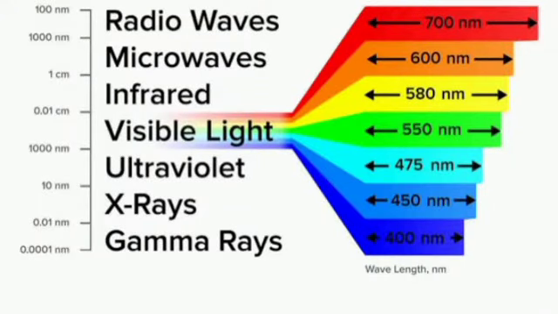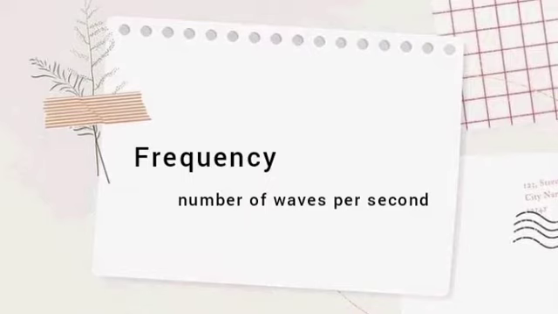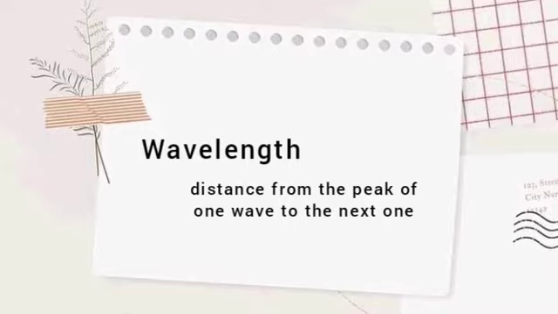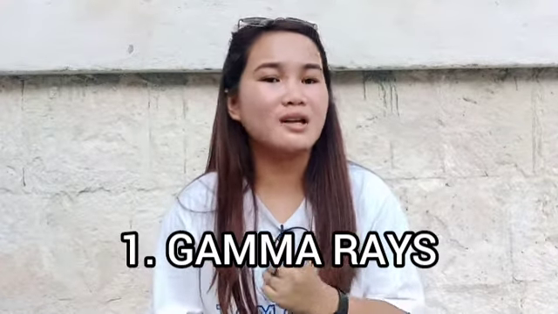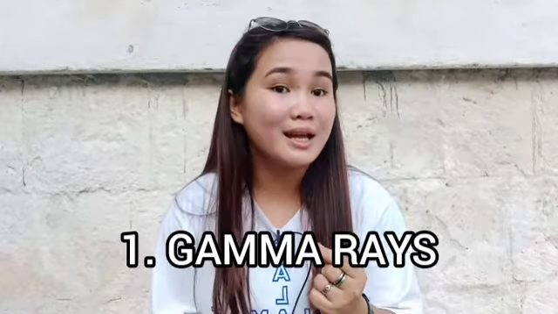In order from highest to lowest energy, the sections of the electromagnetic spectrum are named: gamma rays, X-rays, ultraviolet, visible light, infrared, microwave, and radio wave. But first, let us define what frequency and wavelength are. Frequency is the number of waves per second, while wavelength is the distance from the peak of one wave to the next one. Gamma rays have the smallest wavelength and have the most energy of any wave in the electromagnetic spectrum.